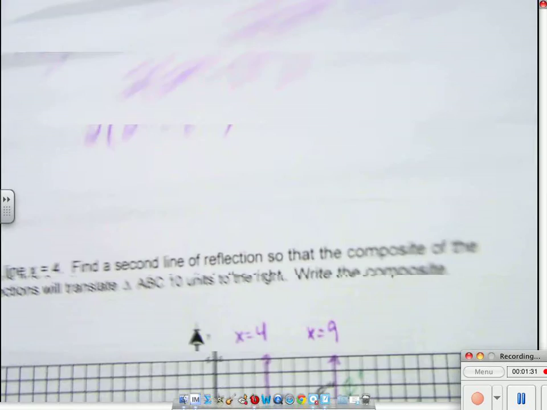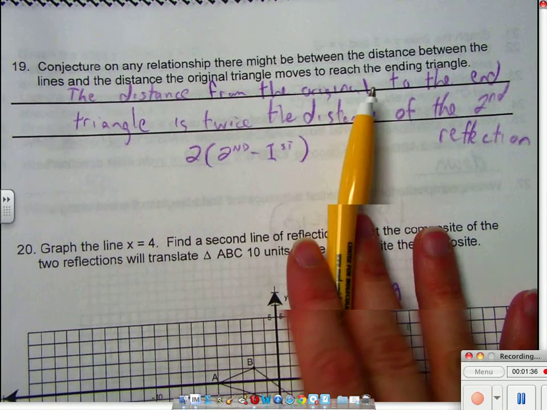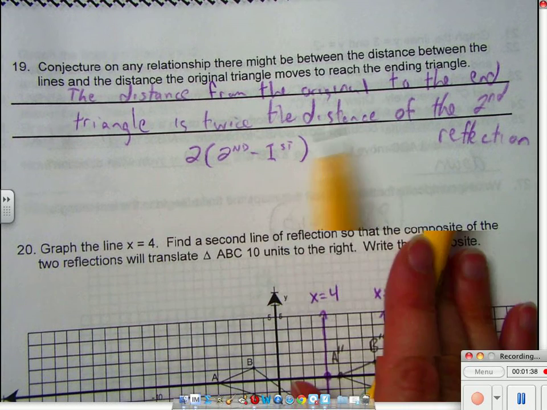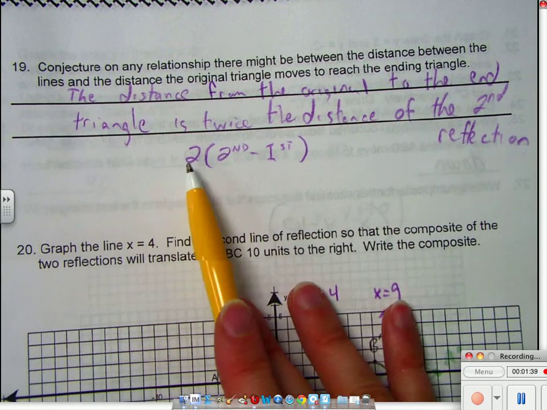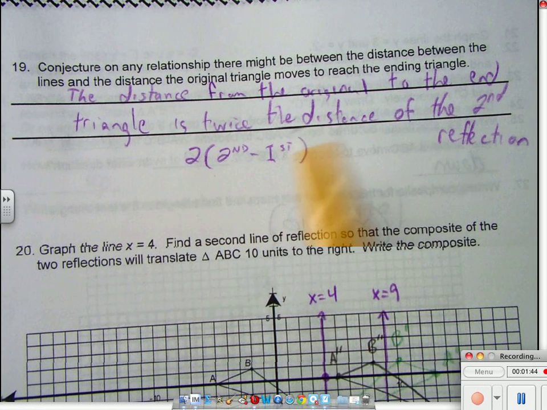All right, this is important. This will be on your next quiz, just so you know. The distance from the origin to the end of the triangle is twice the distance between the two lines. So 2 times the second line of reflection minus the first equals the translation.